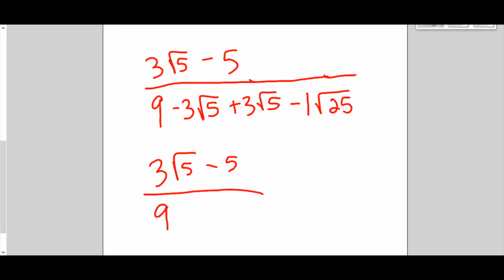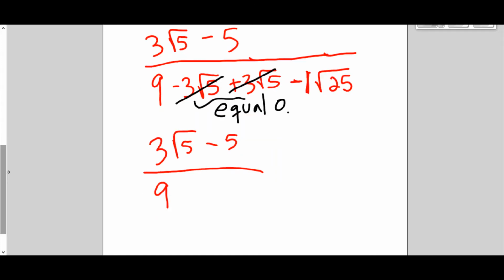And then for my next part, negative 3 square root of 5 plus 3 square root of 5, those equal 0. So they cancel out. And I'm left with negative 1 times the square root of 25. The square root of 25 is 5, and I'll multiply that by -1 here. So that'll be 9 minus 5.